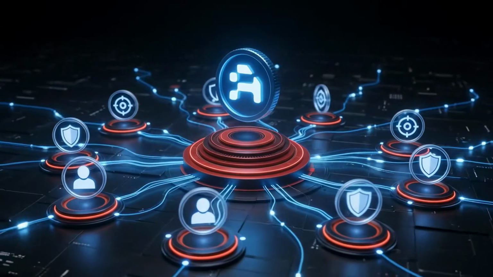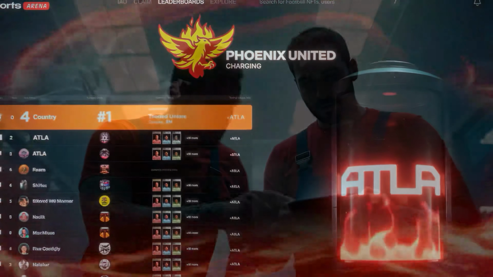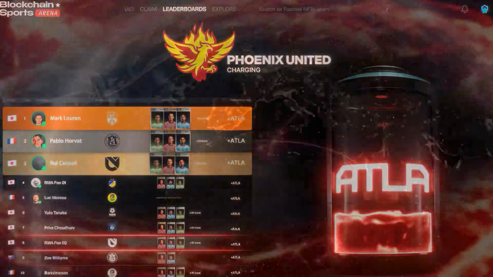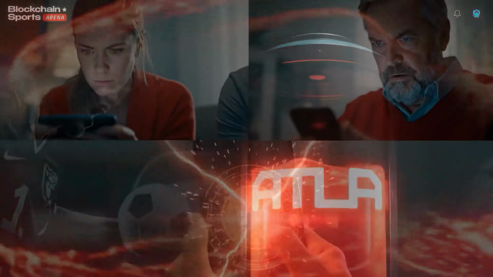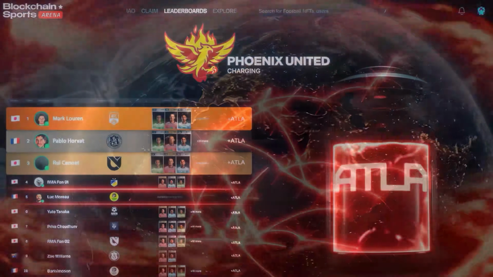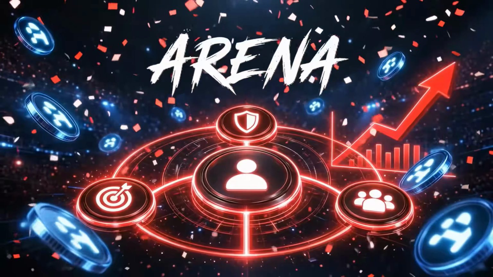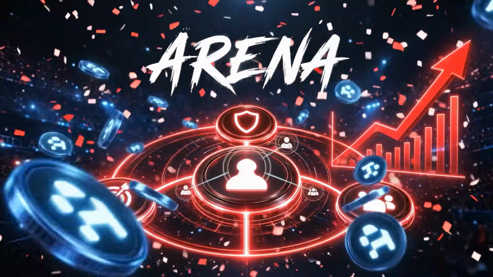What role does the Atla token play? Atla is the economic backbone of Arena. All fan rewards, all transactions between clubs and brands, everything runs through this token. The more clubs, fans, and brands join the platform, the more activity flows through Atla.